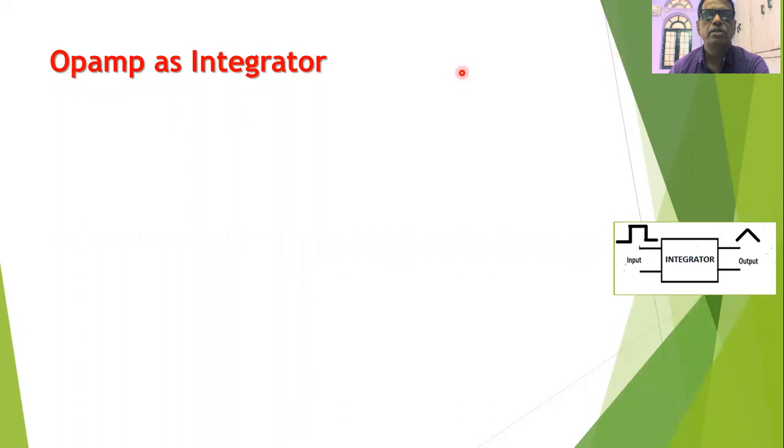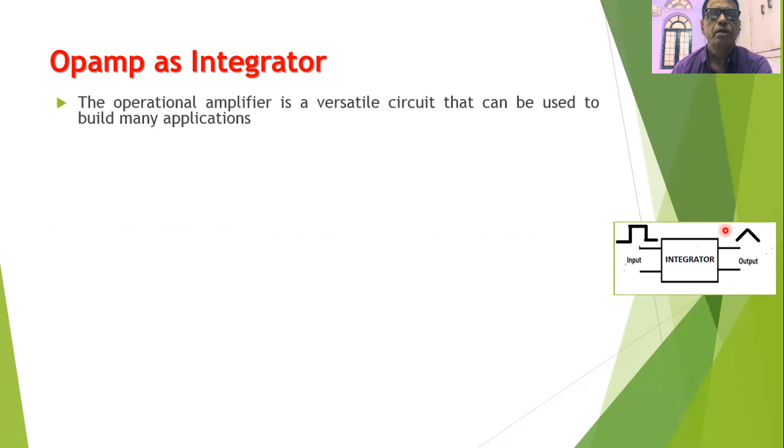So let us start the session with what we mean by integrator. Integrator is an electronic circuit of which the output is proportional to the integration of the input voltage. That is, whenever a square wave input is being applied to the integrator circuit, then at the output, we will get a triangular wave. We know that operational amplifier is a very versatile circuit and it can be used to build many more applications.